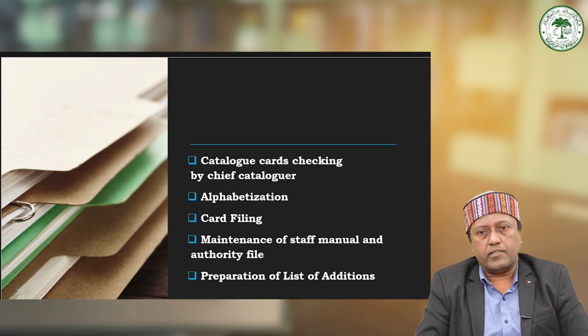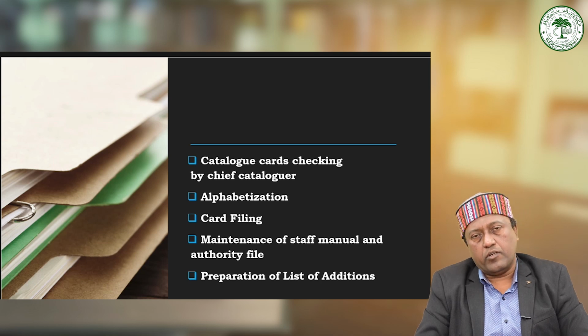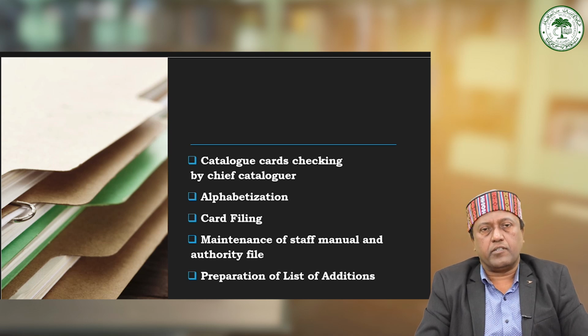Then coming to the next task, that is catalog cards finally to be checked by the chief cataloger. In the previous lecture you have seen that classification involves a number of processes: checking of titles, subtitles, then going to the preface, going to the foreword. All this job is done by the junior classifier, and ultimately when everything is over, the chief classifier checks whether the class number is correct or not, whether the subject heading is correct or not.